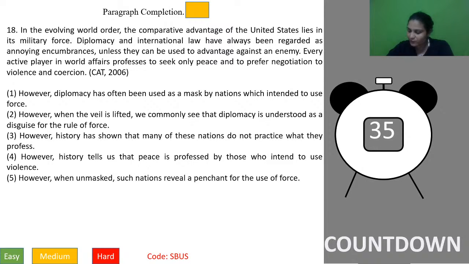Mishra says option number 4. Siddharth says option number 2. Okay. You still have 45 seconds to go. So choose your answer.